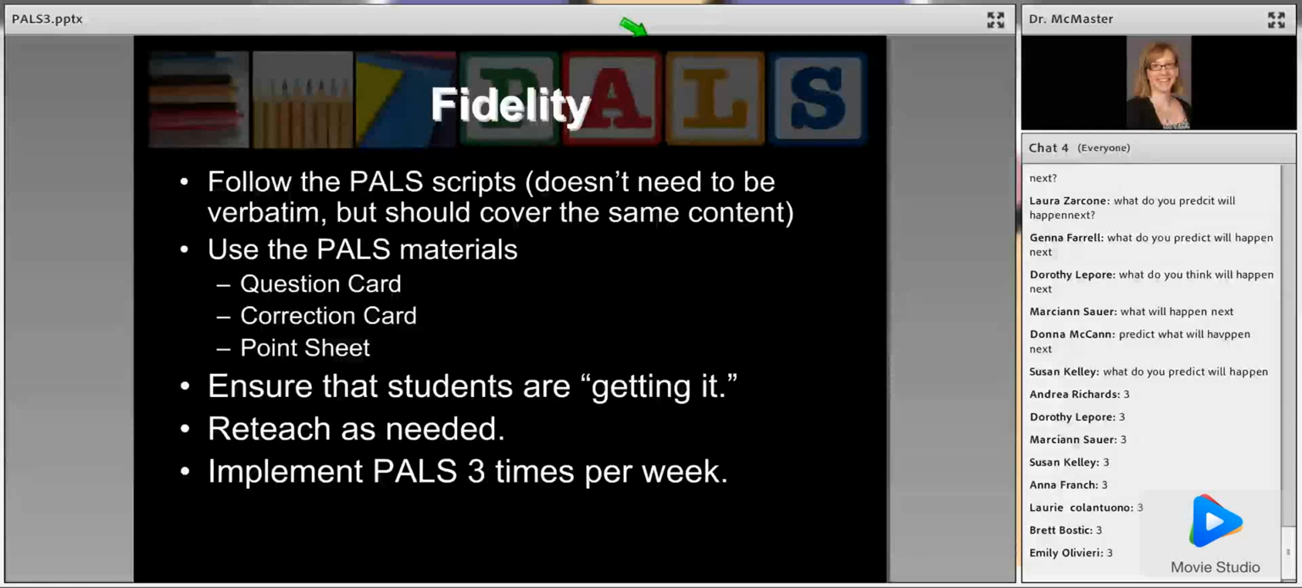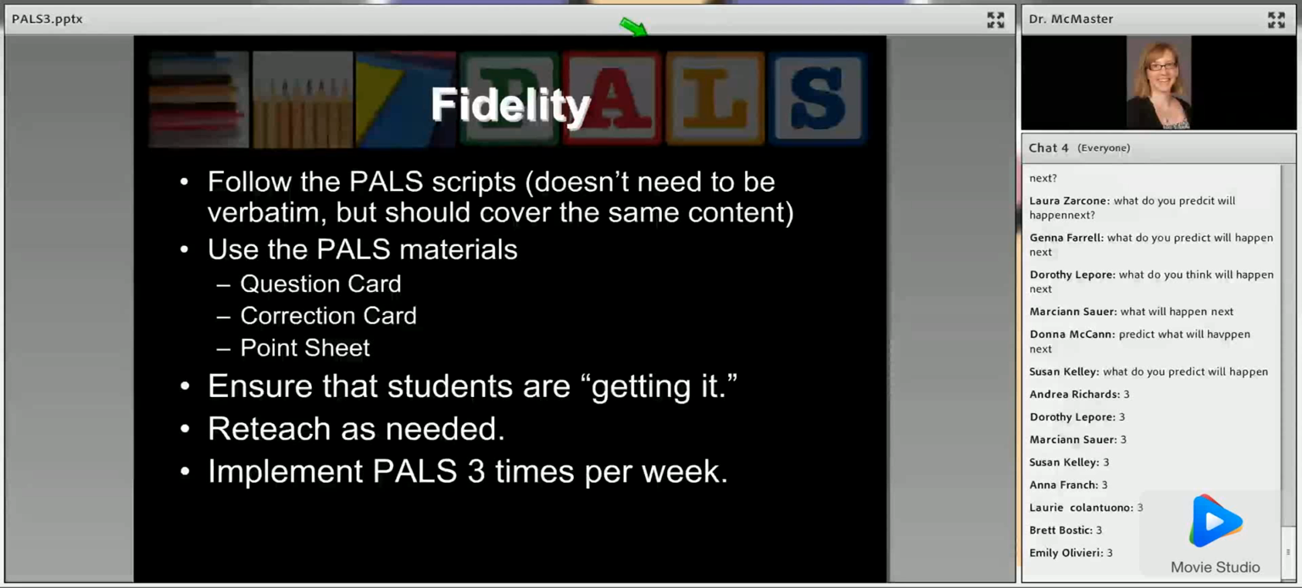You could also use texts that you select if you don't think that those are the most appropriate texts for your students. But the idea is that we're giving examples and modeling and showing students how to do the different activities. I strongly suggest that you use the materials, the question card, the correction card. This helps the students do PALS with fidelity because they have exactly the right prompt to say. They don't have to just memorize those prompts.